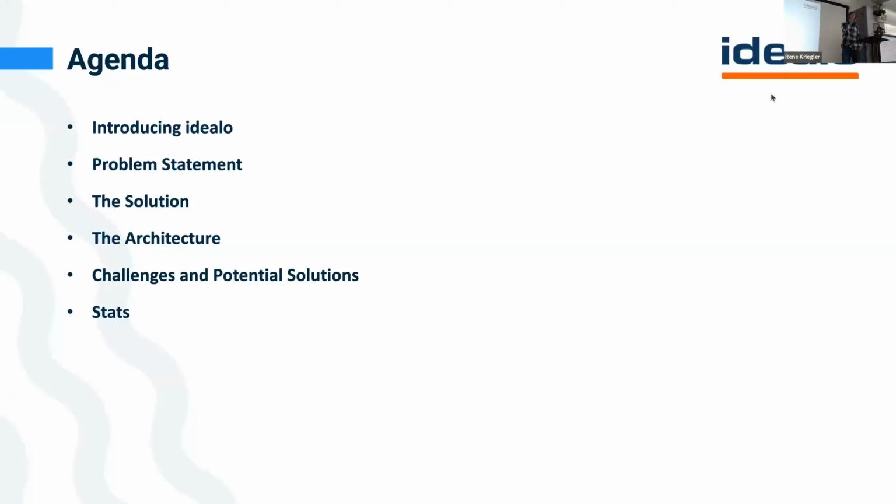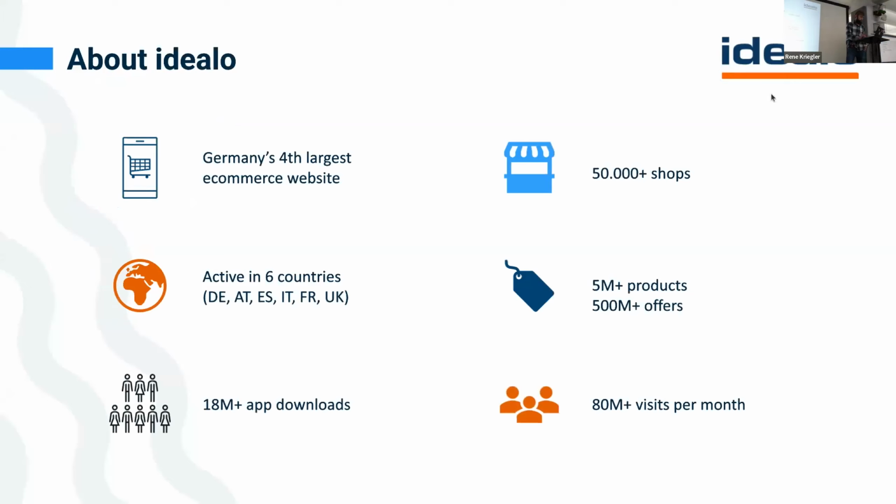So this is the agenda. I will talk a bit about Idealo. We define the problem, what kind of problem we solve with our learning to rank solution. We define the solution, a bit of architecture, and we will talk about many challenges, and we also suggest potential solutions for these challenges. And then at the end, I will give some general stats and the results we have.